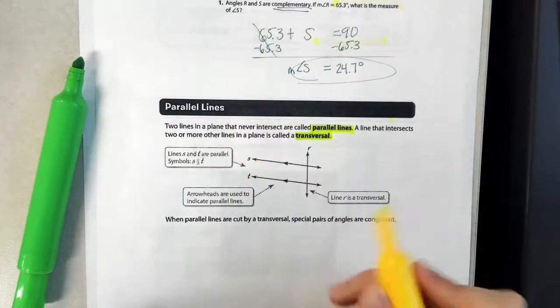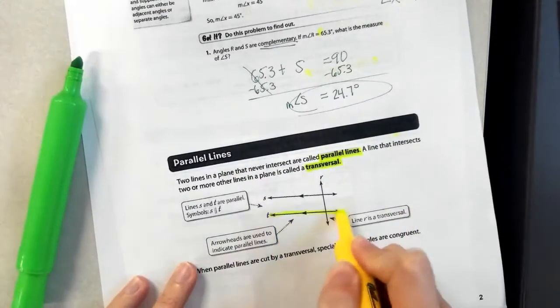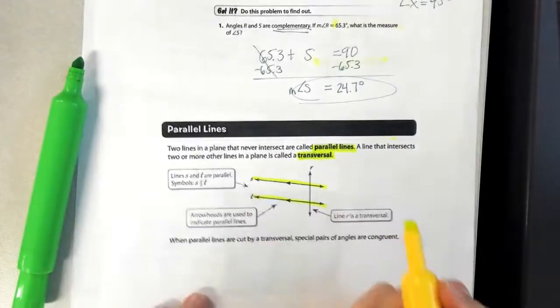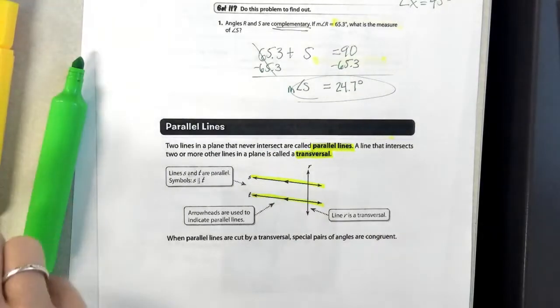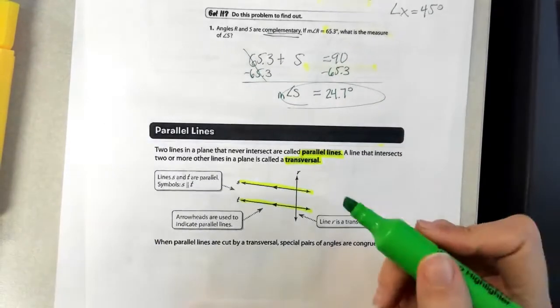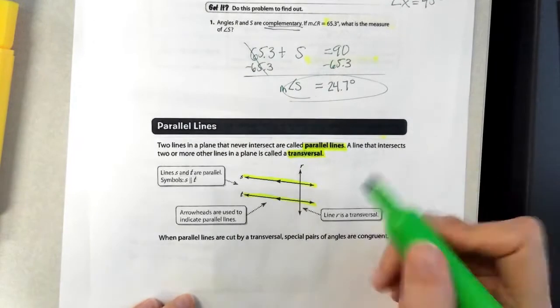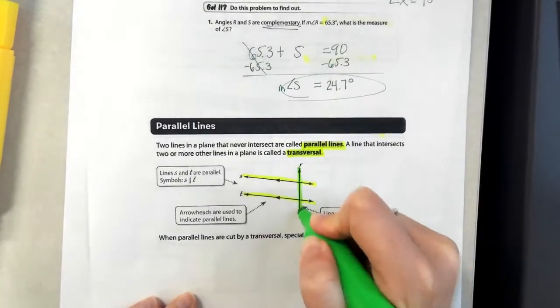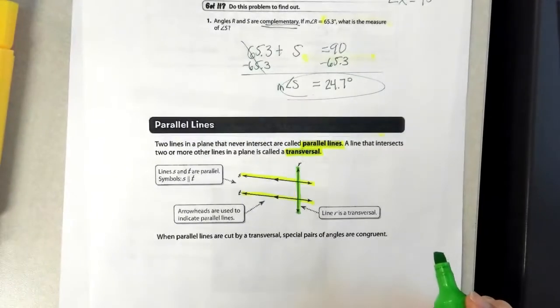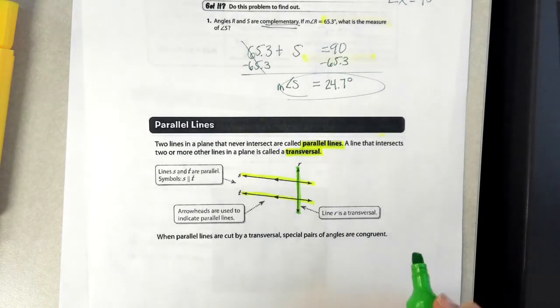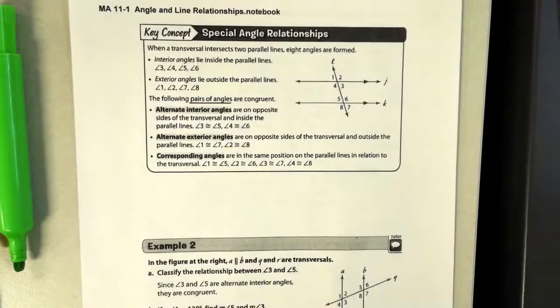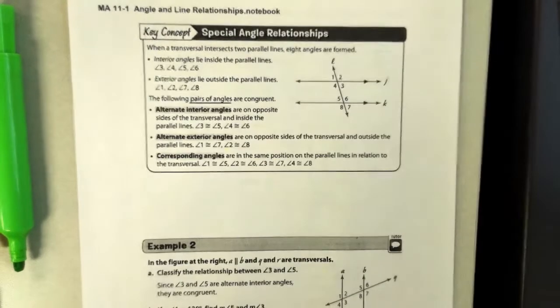So here we have our parallel lines. S and T are parallel. They are never going to touch. And then a line that intersects two or more other lines is a transversal. So that intersected those two parallel lines. Okay? It says when parallel lines are cut by a transversal, special pairs of angles are congruent. So here's these special angles that we're talking about.